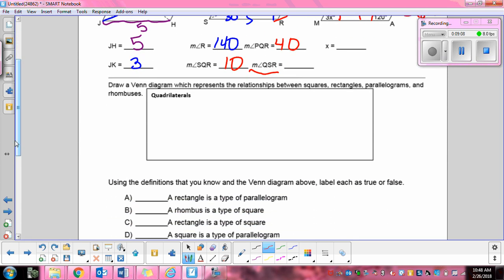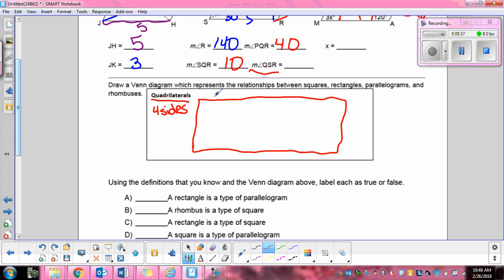I'm going to help you make a Venn diagram, and then you can fill out this information. If we have a Venn diagram, our universe is called quadrilaterals, which means 4-sided figures. And in quadrilaterals, we have a box that's going to be called parallelograms. So put a big box. We're going to have other things in it later, but in this case, all we've learned so far are parallelograms.